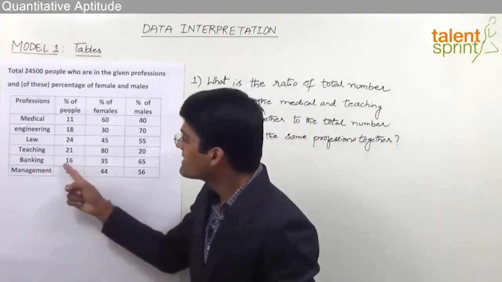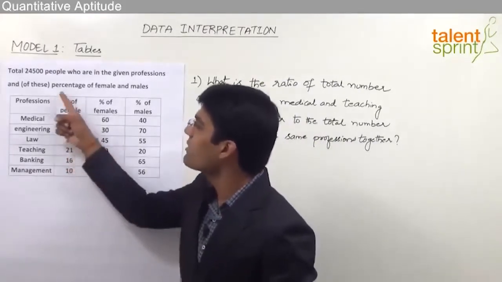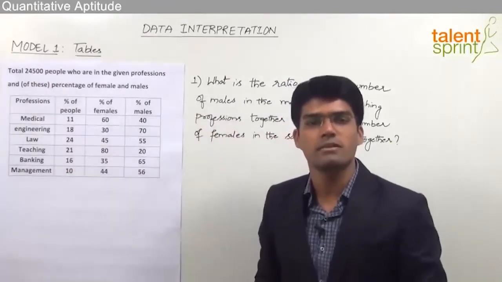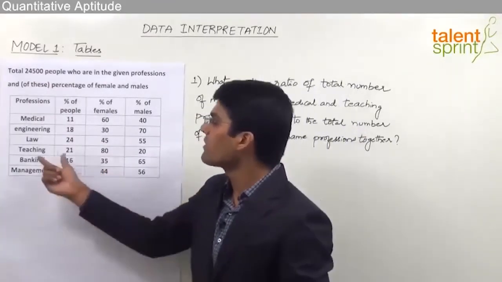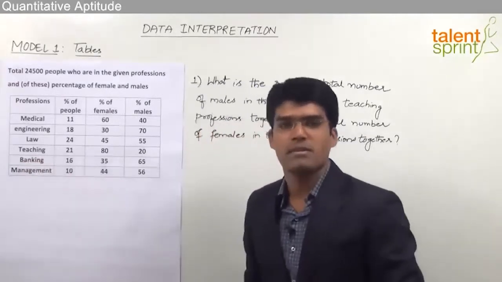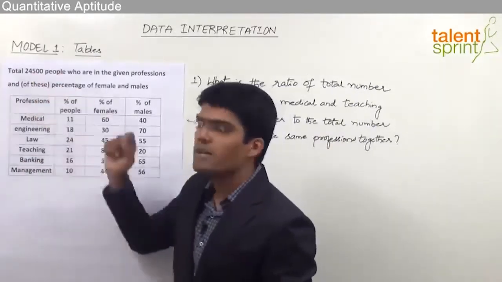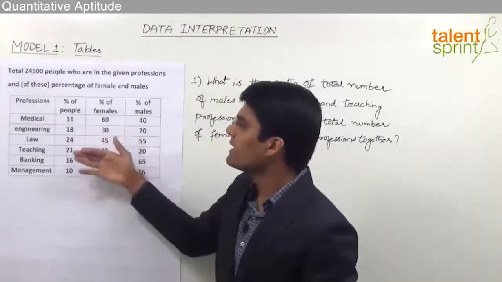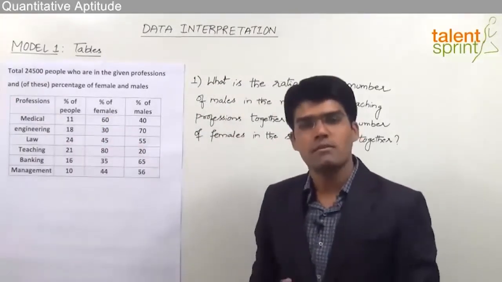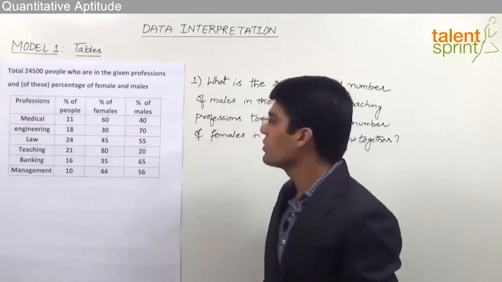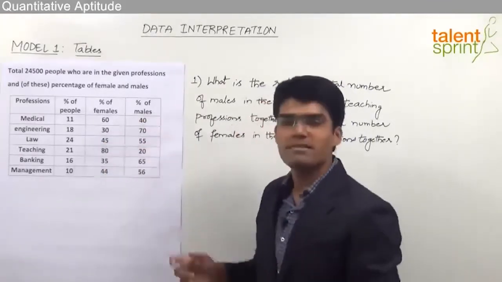Similarly, how many people are there in the banking profession? That is equal to 16% of 24,500 people. So 16% of 24,500 will give us the number of people who are in the banking profession. Likewise, by taking the percentages with respect to 24,500, we can find out the number of people in various other professions. Now the third and fourth columns, as mentioned here, show percentage of females and percentage of males.